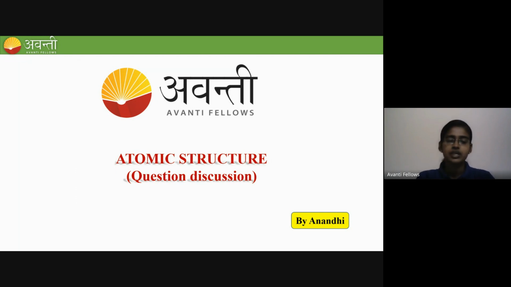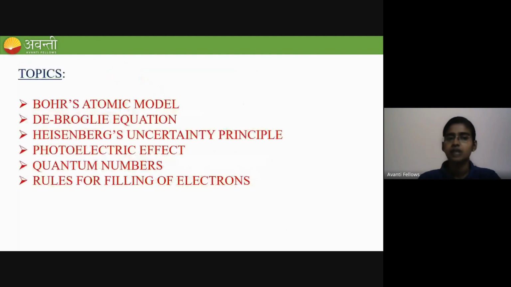Today let's start with the question discussion of this atomic structure. Yesterday we discussed the theory part of it, and the topics that we covered under this lesson were Bohr's atomic model and de Broglie equation, Heisenberg's uncertainty principle, photoelectric effect, quantum numbers, and rules for filling of electrons, right?